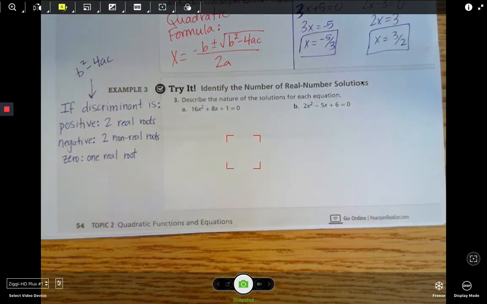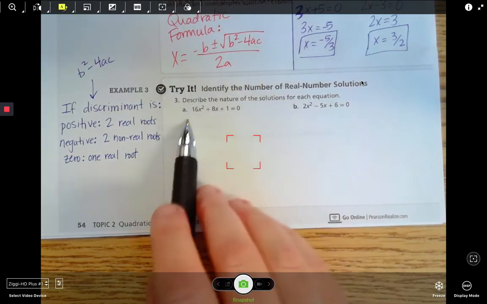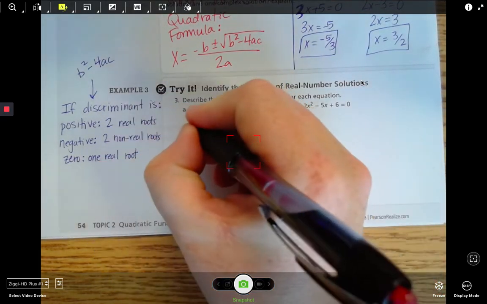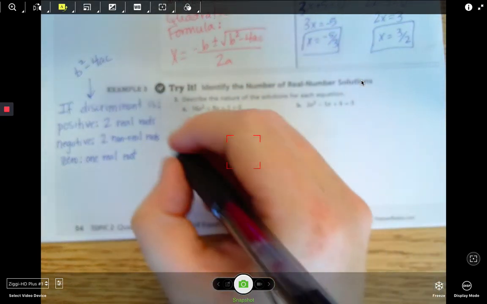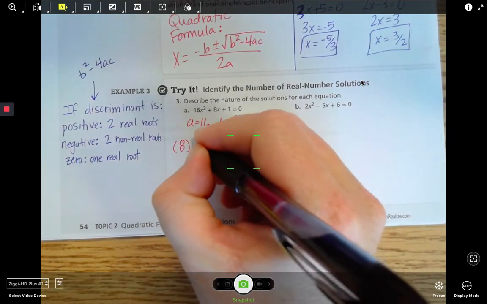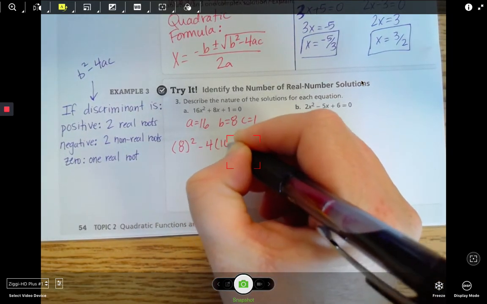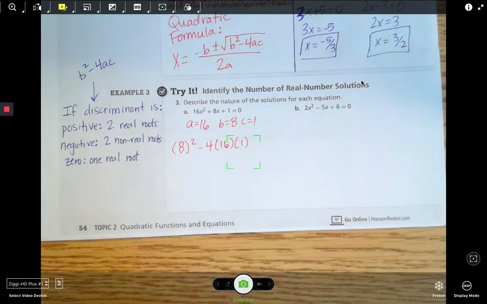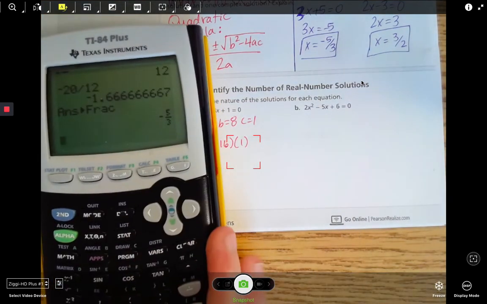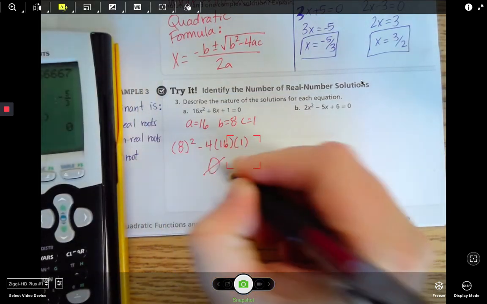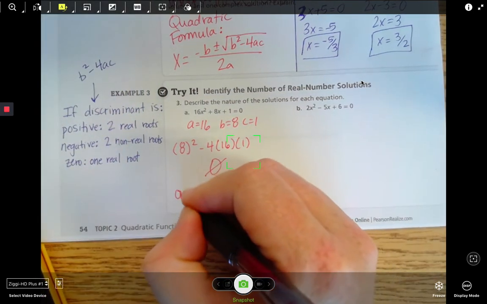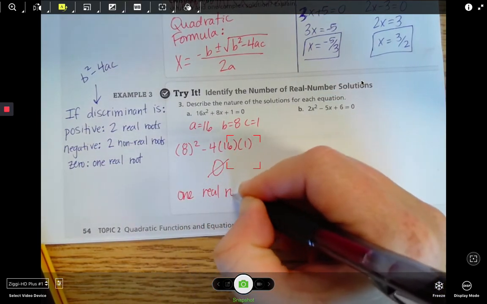So let's figure out how many solutions we have for each of these equations. So a equals 16, b equals 8, and c equals 1. So 8 squared minus 4 times a times c. Plug it in my calculator. And that gives me 0. Since our answer is 0, that means we have one real root.